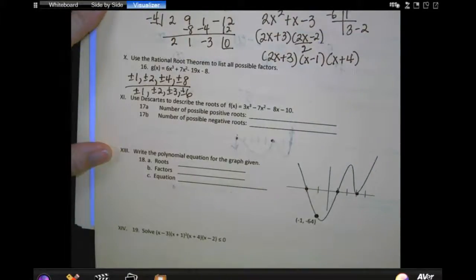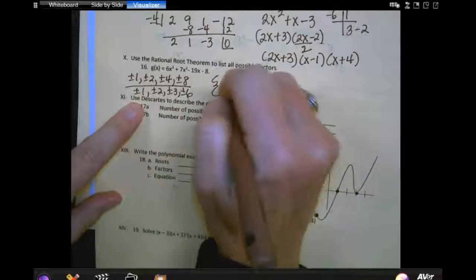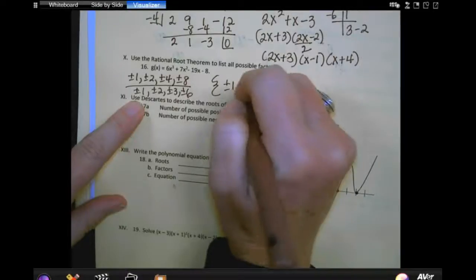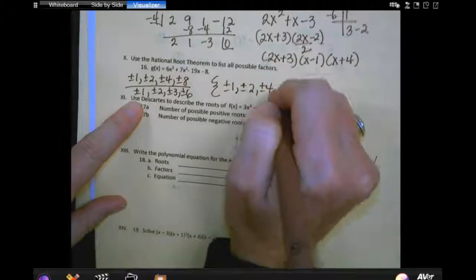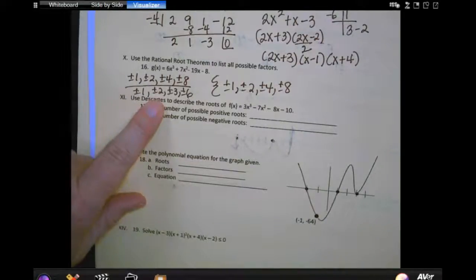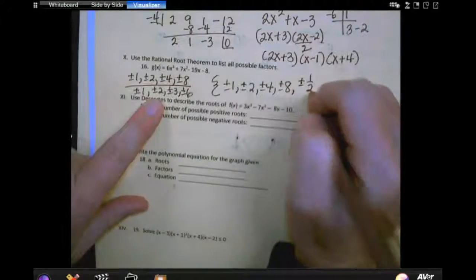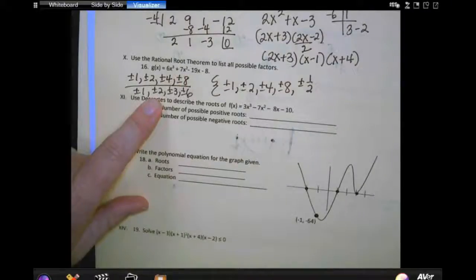But I wrote them all. Yeah. So I'm going to start with the 1. Plus or minus 1. So I get plus or minus 1, 2, 4, and 8. And then I'm going to go to the 2. So I get plus or minus a half. But 2 divided by 2 is 1. I already have that. 4 divided by 2 is 2. I already have that. 8 divided by 2 is 4. And I already have that.